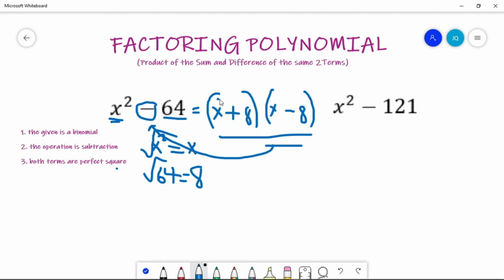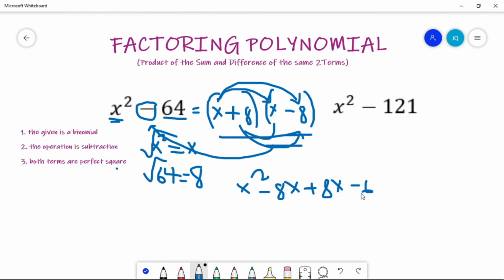So if you try to do the FOIL like that, x times x is x squared. Then x times negative 8, that's negative 8x. This is checking. 8 times x, that is positive 8x. And then 8 times negative 8, so minus 64. And then negative 8x and positive 8x, that's crash out, becomes 0. So the result will be x squared minus 64. So check.